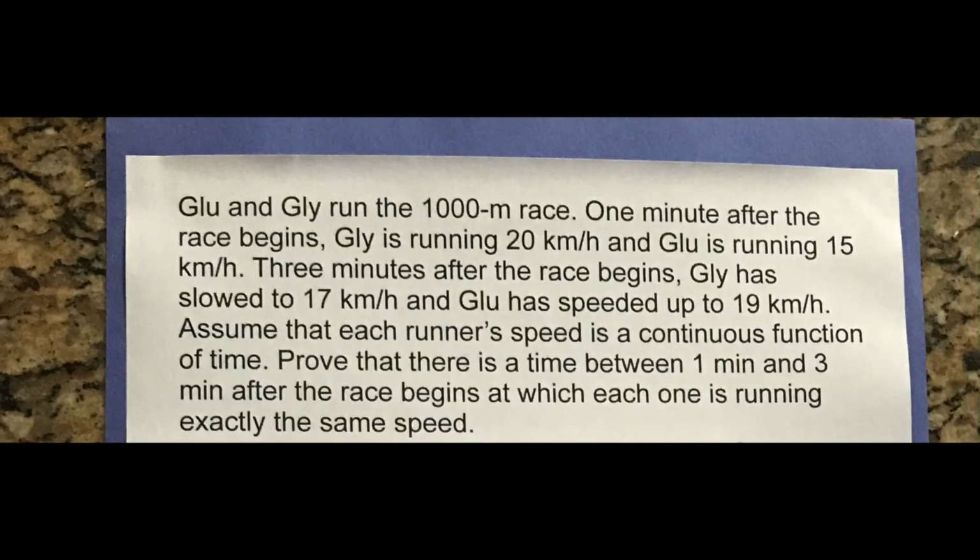Glue and Gly run the 1,000-meter race. 1 minute after the race begins, Gly is running 20 kilometers an hour, and Glue is running 15 kilometers an hour. 3 minutes after the race begins, Gly has slowed to 17 kilometers an hour, and Glue has speeded up to 19 kilometers an hour. Assume that each runner's speed is a continuous function of time. Prove that there is a time between 1 minute and 3 minutes after the race begins at which each one is running exactly the same speed.